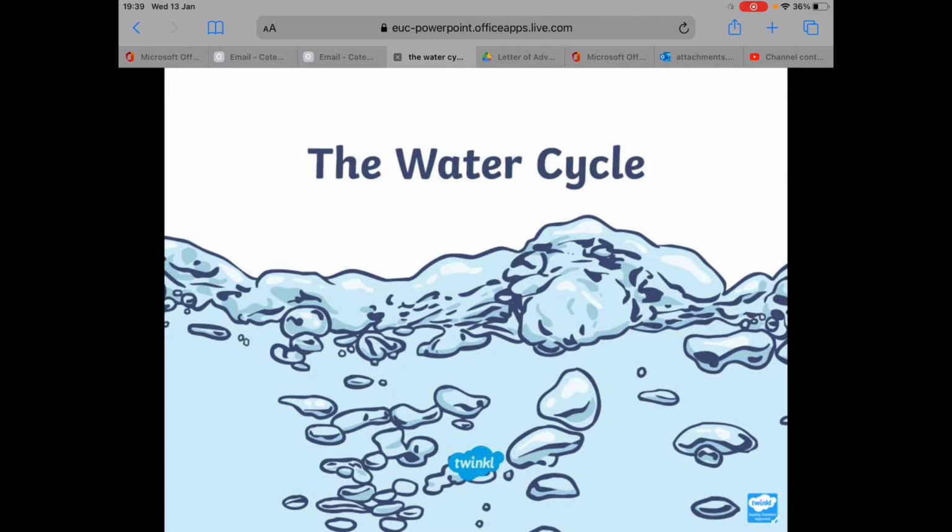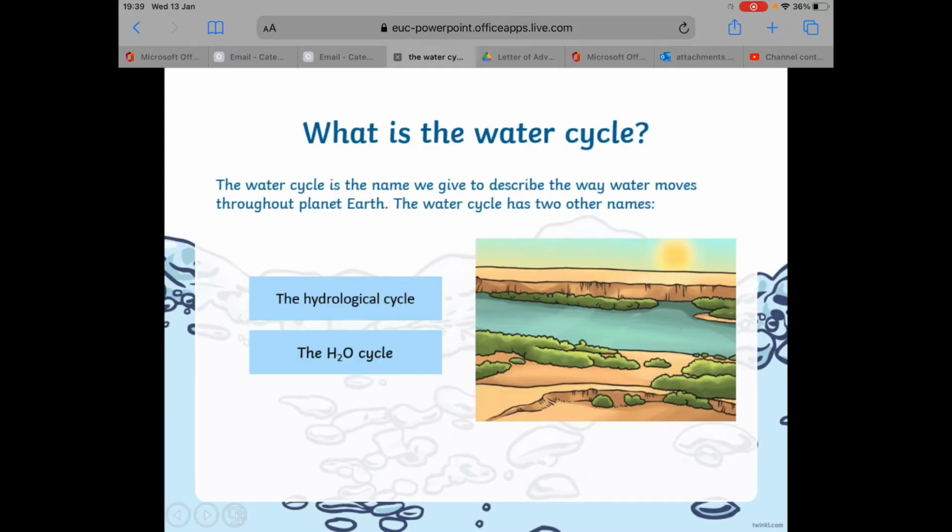Now there's actually 4 different parts of the water cycle, and this is how water changes state and moves around on our planet. So what is the water cycle? It's the name we give to describe the way that water moves throughout planet Earth. The water cycle has got 2 other names, the hydrological cycle and the H2O cycle that you may hear, but usually we call it the water cycle.